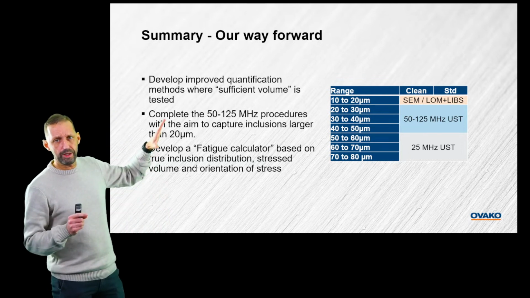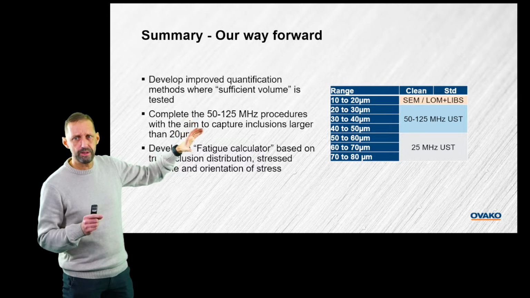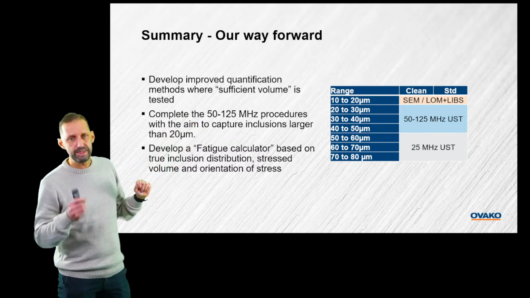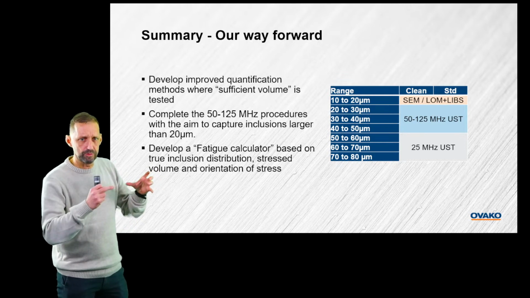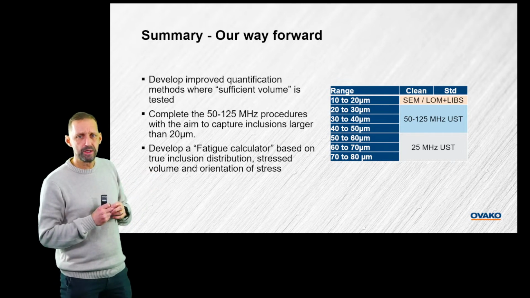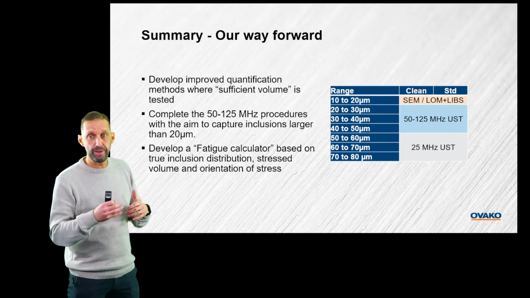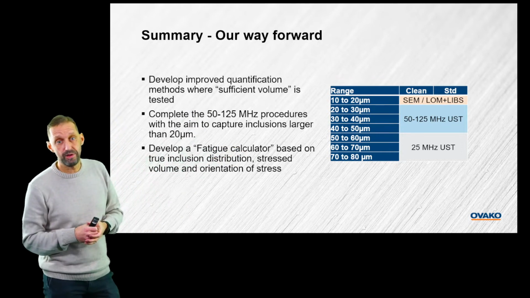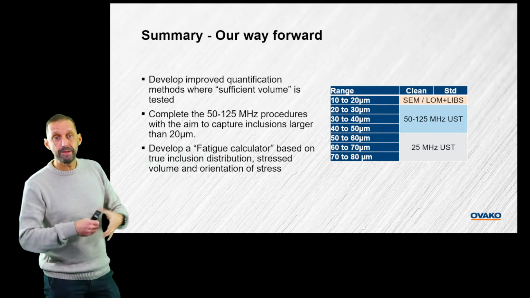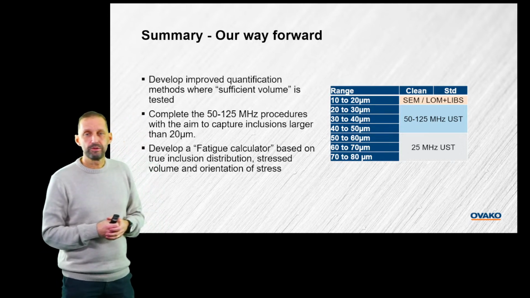Working with the SEM or light optical microscopy for the smallest ones gives good feedback for the steel mill as well, and gives knowledge about that size. Then using 50 to 125 megahertz to fill the gap beyond what we can take with the 25 megahertz. And then we have a true distribution. We sometimes call it a true distribution.